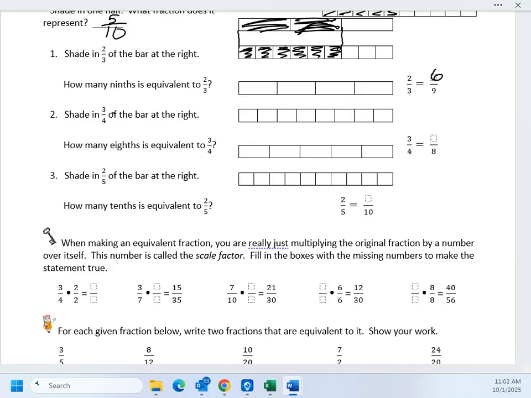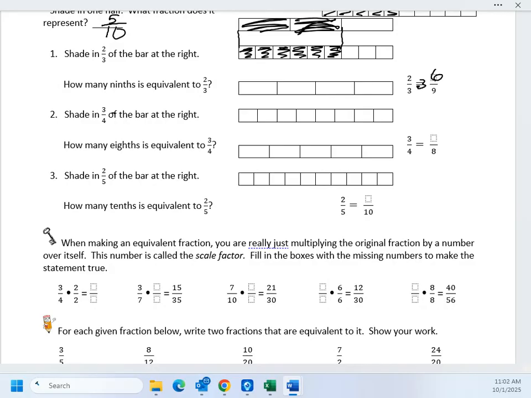Does that make sense? Yeah. I multiply the 3 by a 3 to get to the 9, so I multiply the 2 by that 3, and I get my 6. So we can do it using our fractions, we can do it by multiplying by the same scale factor. Multiplying top and the bottom by the same number, that's its scale factor.